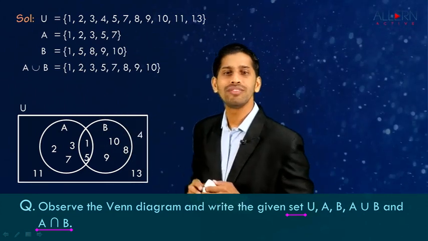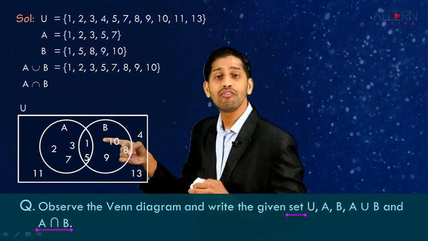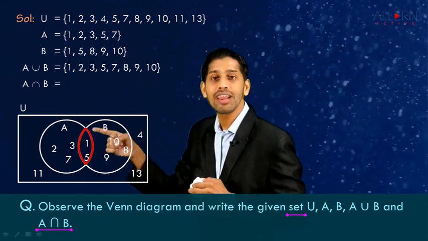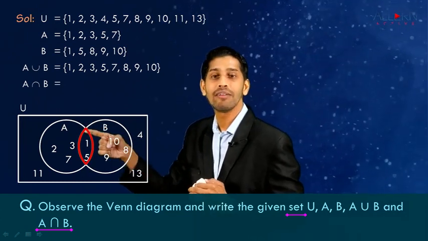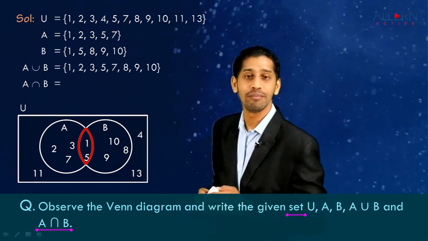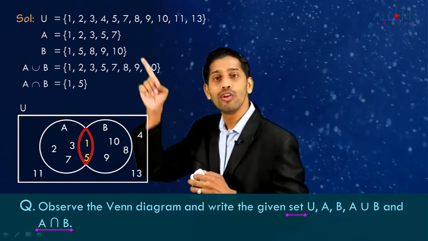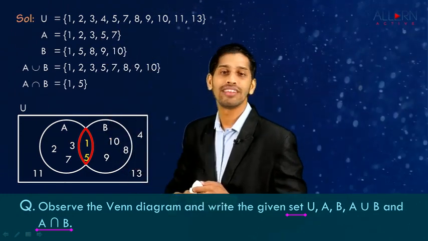Again, if you observe both circles in this Venn diagram, and you want to find A intersection B, the elements which are present in this intersecting part are nothing but A intersection B, that is 1, 5. So either we can do it directly by looking at A and B and writing their common elements, or we can get the answer from the Venn diagram.